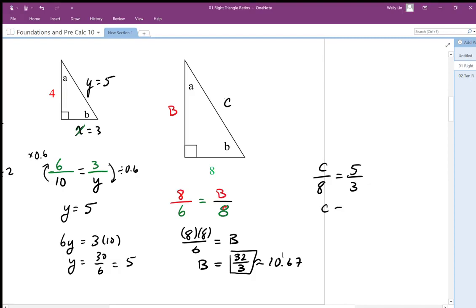I'm going to cross multiply to solve this because I know it's a proportional relationship, and times and divide solves proportional relationships. So I end up with 40 over 3 as my answer. The decimal value is approximately 13.3 repeating, so I'll round that to 13.33.